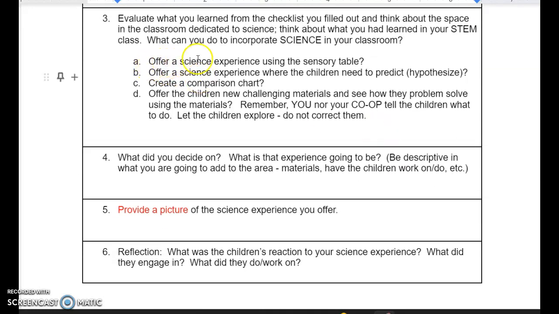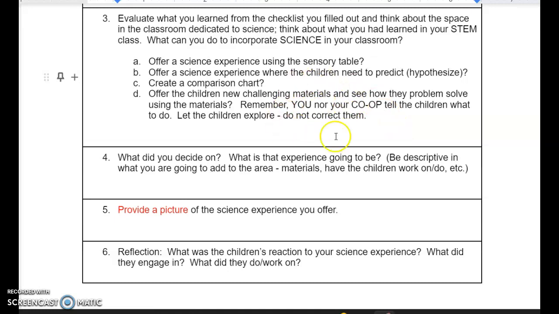Could you offer a science experience using the sensory table? Could you offer a science experience where the children need to predict or hypothesize things? Could you create a comparison chart? Could you offer the children new challenging materials and see how they problem solve using those materials? Remember, neither you nor the co-op tell the children what to do. Let the children explore and don't correct them. I want you to think of one of these four ways that you could create an opportunity to offer science in the classroom, and think about what you did in your STEM class.